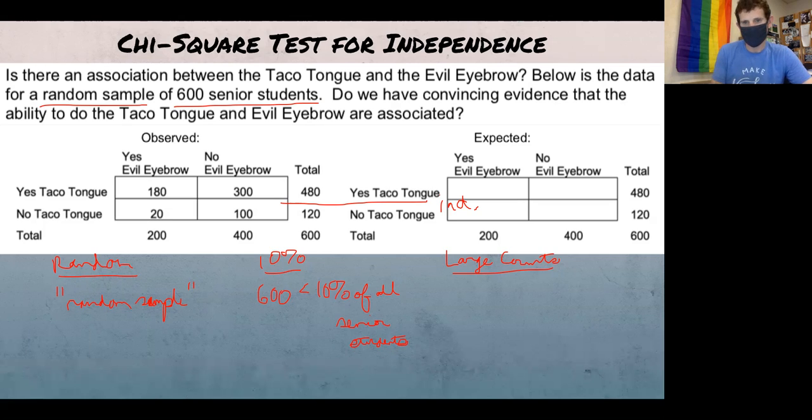All right, and then large counts. Now, do you remember what we have to do for large counts? Greater than 5. Here's where we have to actually calculate our expected counts. So how do we find the expected counts for this cell right here?